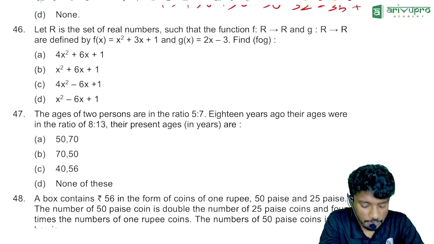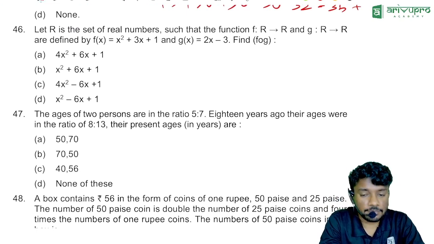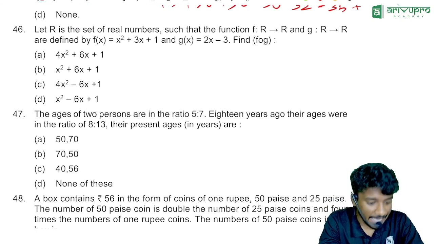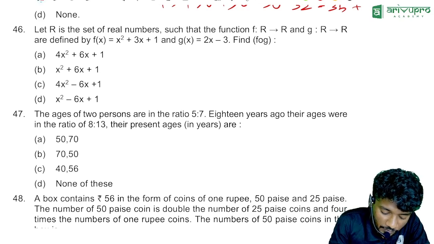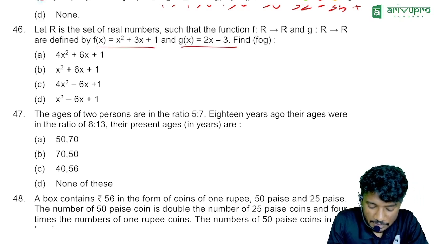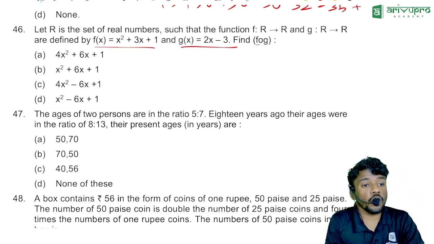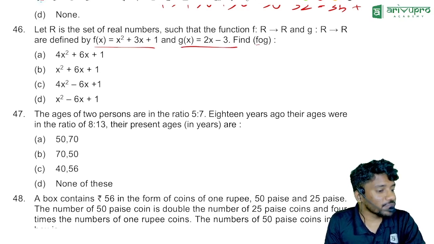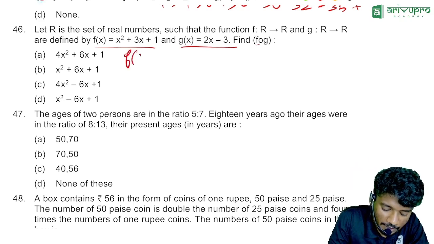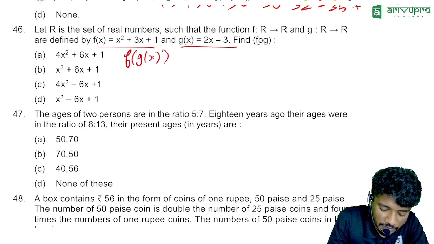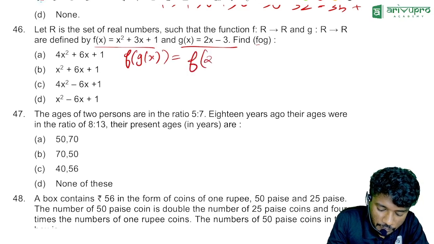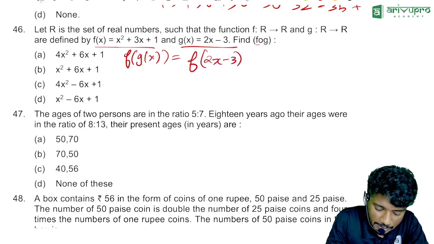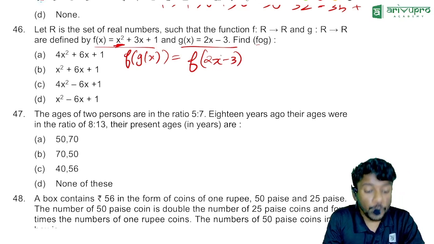Can you tell me the answer? They have given you what? They have given f of x. They have given g of x. They are asking us fog. Fog is what? F of g of x, which is equal to f of 2x minus 3. Instead of x, we will put 2x minus 3.